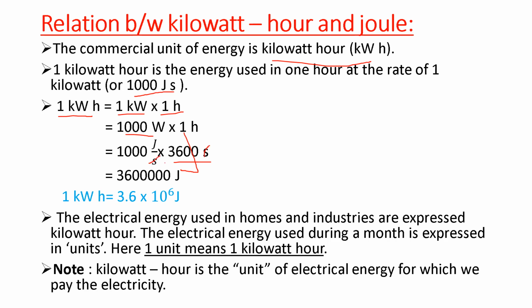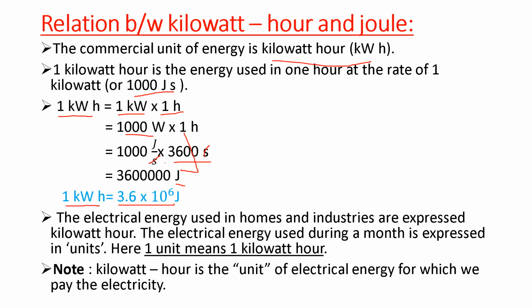So the left out unit is joule, and the left out number is 36 lakh joule, which can be written as 3.6 into 10 raised to 6 joule. So the final relation is that 1 kilowatt hour is equal to 3.6 into 10 raised to 6 joule. So in numericals, if it is asked to convert a kilowatt hour into joule, then we directly have to multiply this 3.6 into 10 to the 6 joule with the given number to convert it into joules.